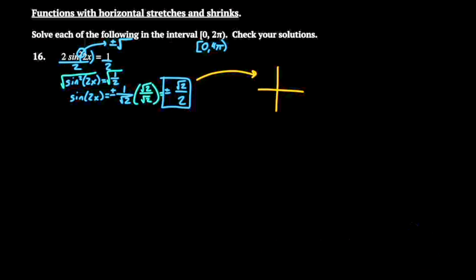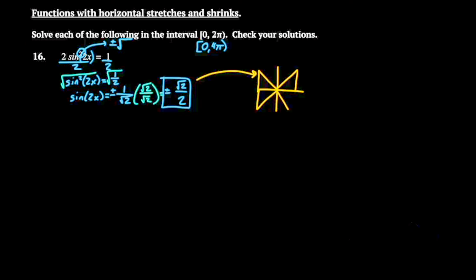So then we can jump over to the unit circle and think about where we have sine values that are positive or negative square root of 2 over 2. Remember, this comes from our 45, 45, 90 triangles. But it doesn't matter if it's positive or negative sine values. So positive sine values would happen up here, 45, 45, 90 triangle. We'll draw another one over here with another positive sine value.